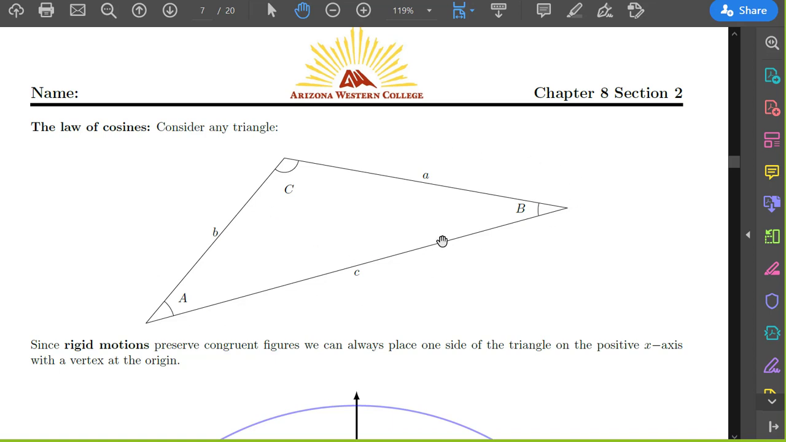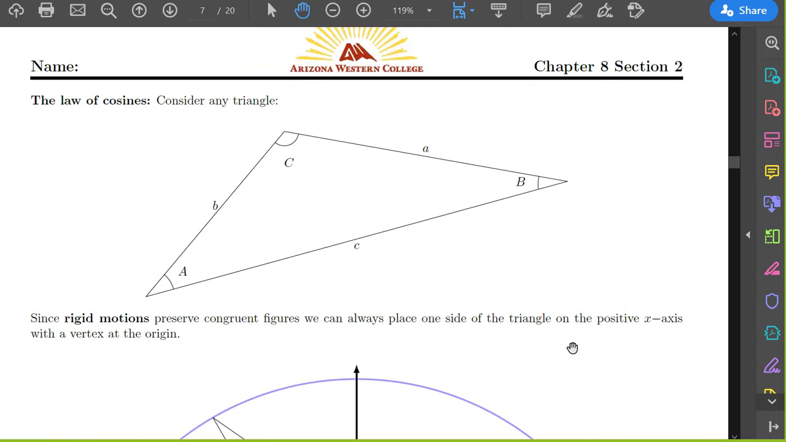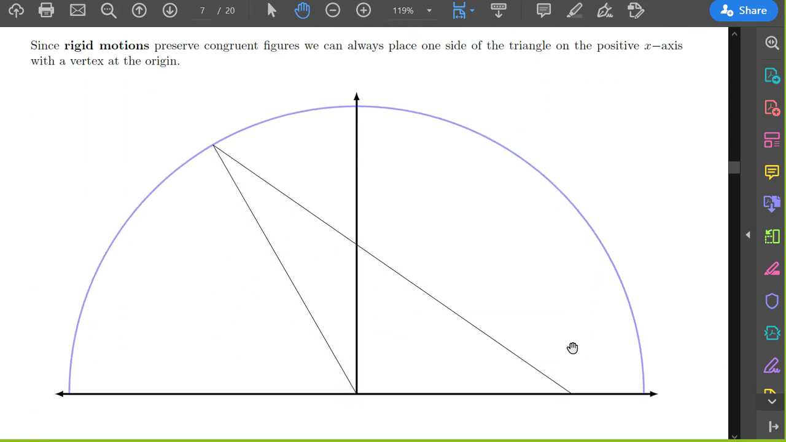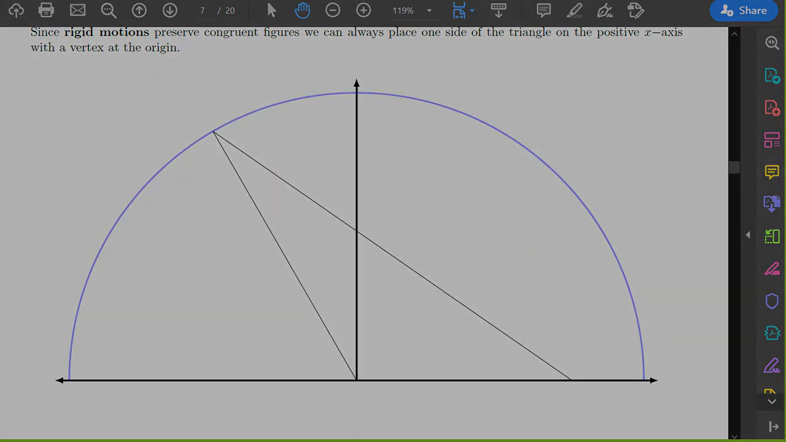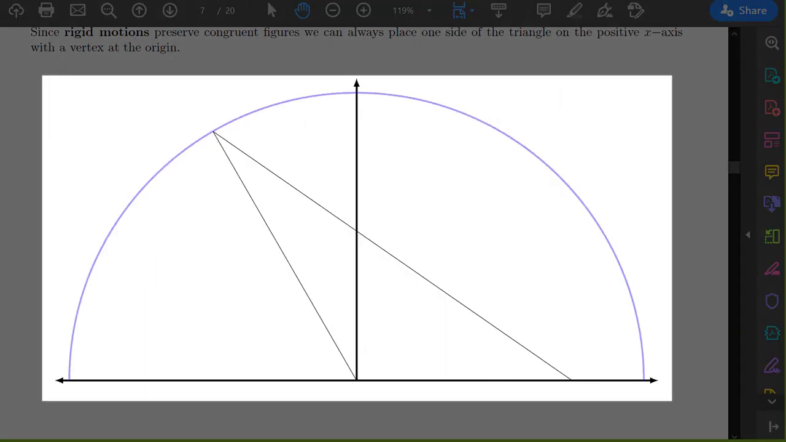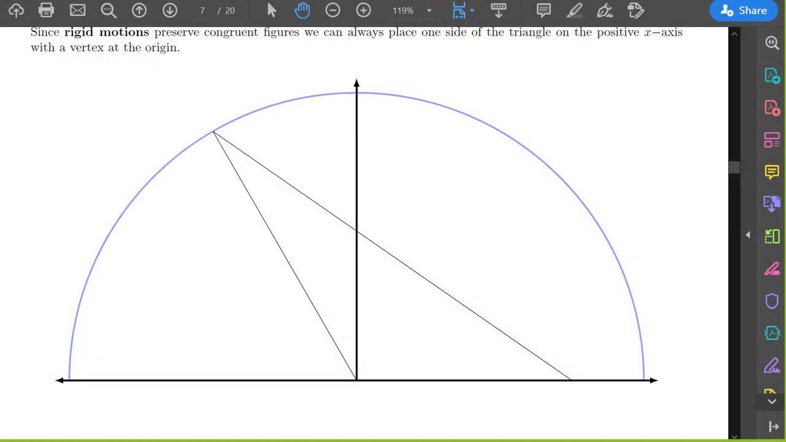Since rigid motions preserve congruent figures, we can always place one side of the triangle on the positive x-axis with a vertex at the origin. So imagine taking this triangle and rotating it around so that vertex C is located at the origin, and we could have a picture that looks something like this. Then we are going to use this triangle to figure out what the law of cosines has to be.